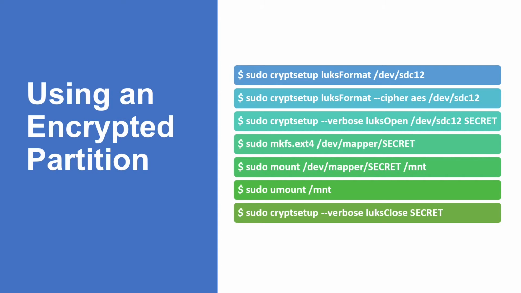You can make the volume available at any time with sudo cryptsetup --verbose luksOpen /dev/sdc12 secret. You will be prompted to supply the passphrase. Then you can format the partition with sudo mkfs.ext4 /dev/mapper/secret and mount it with sudo mount /dev/mapper/secret /mnt, and then use it to your heart's content just as if it were an unencrypted partition. When you are done, unmount with sudo umount /mnt, then remove the association for now.